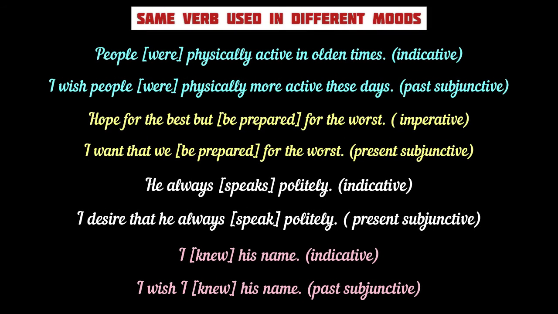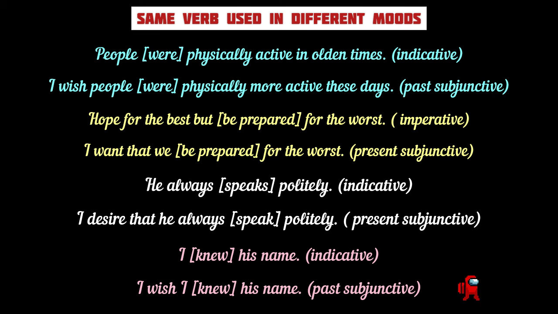Finally, I am going to show you how a particular verb can be used in different moods, that is, in different modes or ways to represent the action denoted by it. For example, in the first sentence, people were physically active in olden times. The verb were is in the indicative mood, simply because it states a fact, a reality.